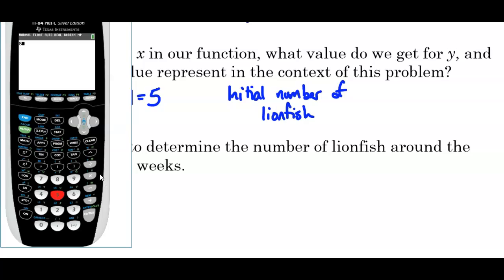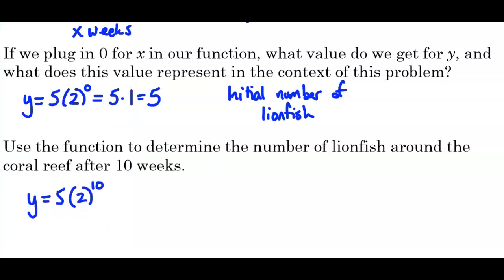Okay, so we're going to do 5 times, in parentheses, 2. Now we need an exponent. So look at this key right here. It looks like an arrow up key. You click that, and that's going to give us an exponent. So to the 10th, and hit enter. So 5,120. So our answer, 5,120 lionfish.